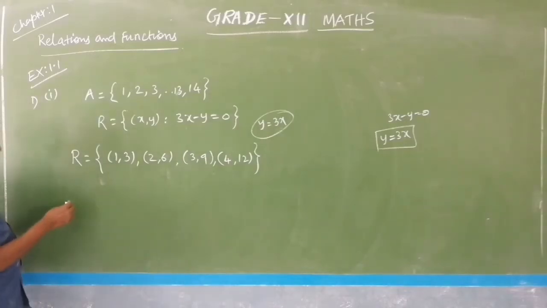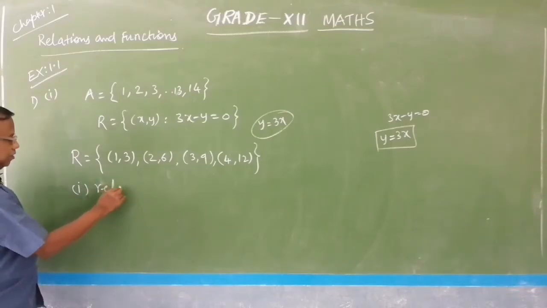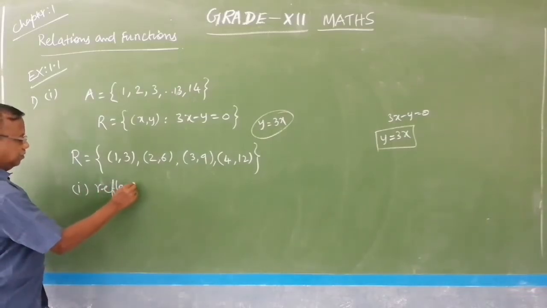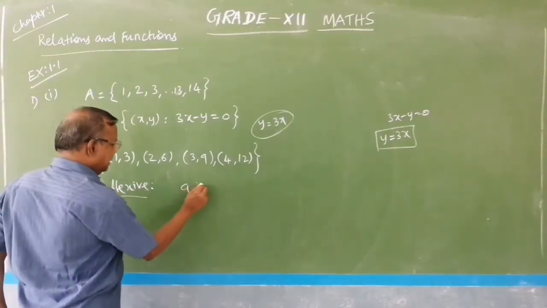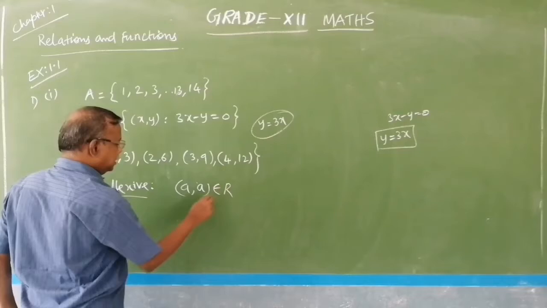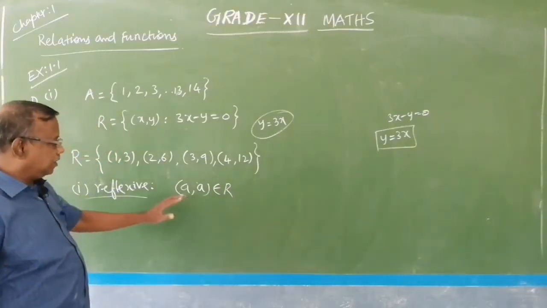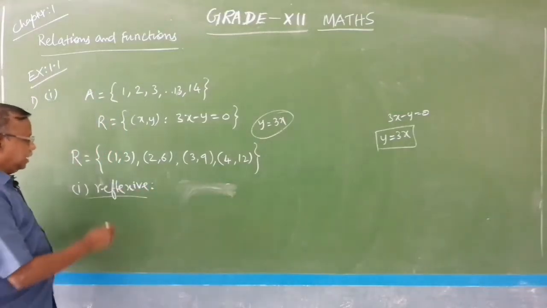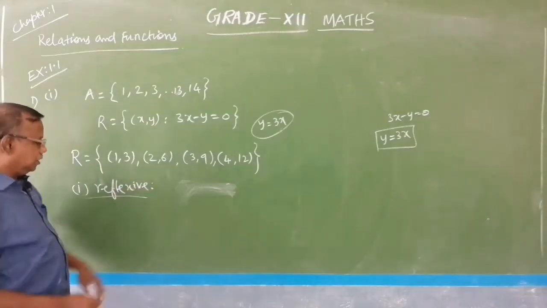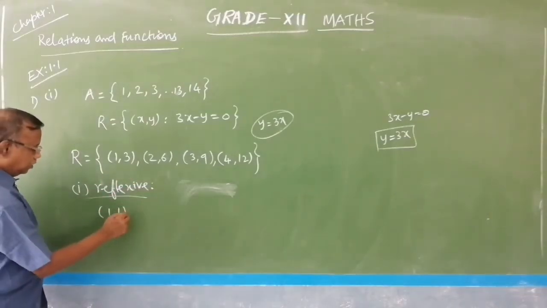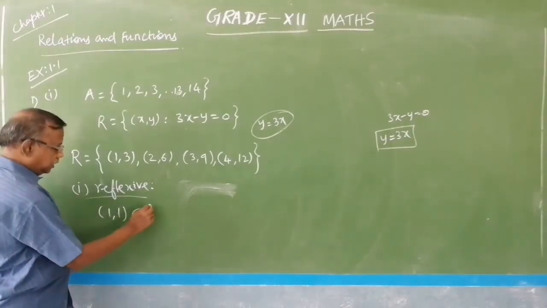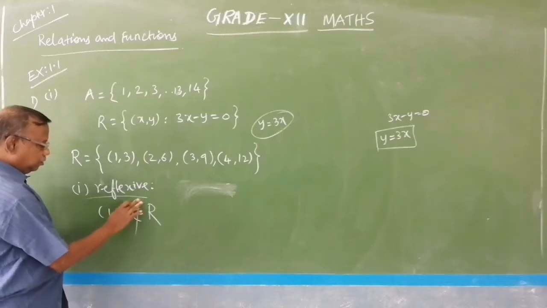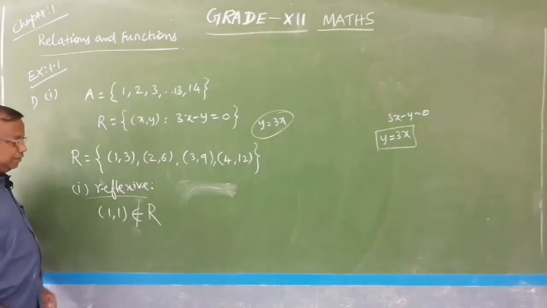Now here, first one is reflexive. For the reflexive, the condition is a comma a belongs to R, that is, a comma a is an element of R. Here no element like 1 comma 1, 2 comma 2, 3 comma 3. Here 1 comma 1 or 2 comma 2 or 3 comma 3, 4 comma 4 are not elements of R. So this is not reflexive.